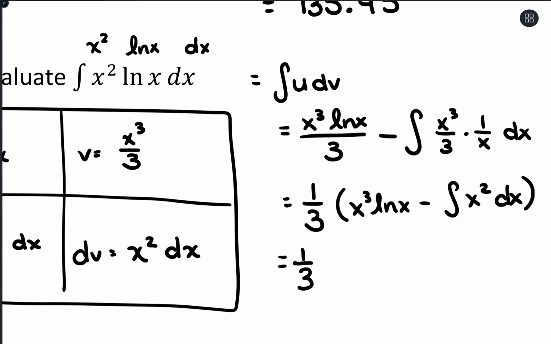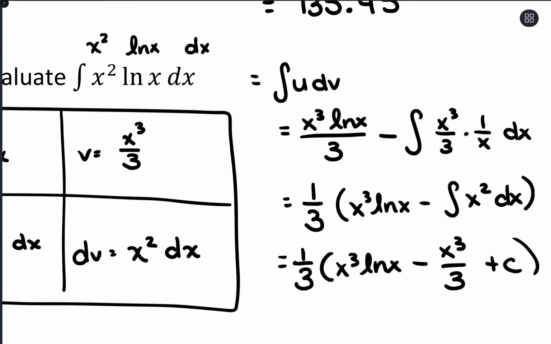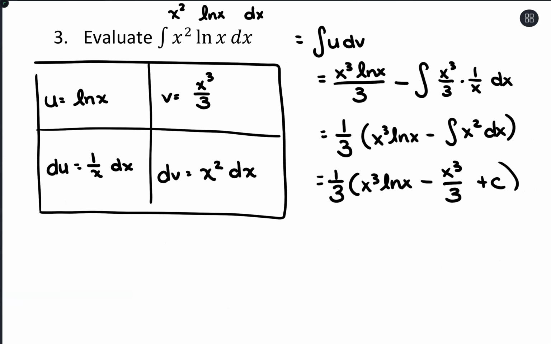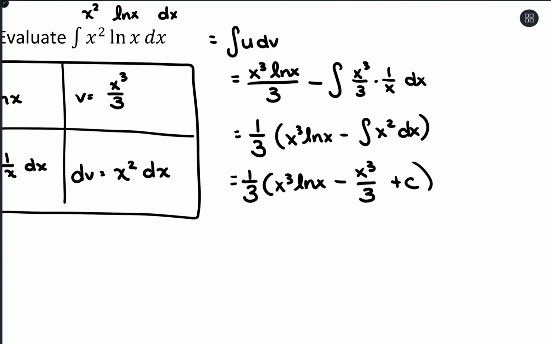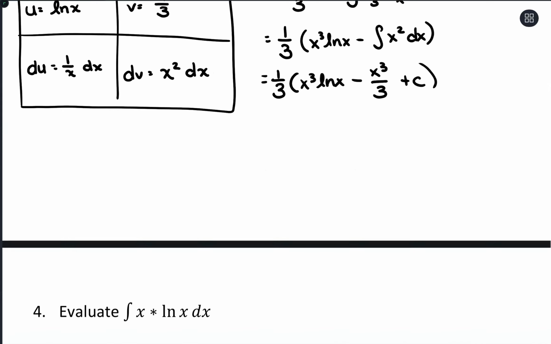So we have this 1/3 on the outside, x cubed natural log x minus the antiderivative of x squared, x cubed over 3, and then plus c, since this is indefinite. And we're done there. In terms of simplifying, you could distribute that 3 through, you could factor out an x cubed, all sorts of different ways of organizing this. So there are different forms of the answer. They're all the same answer in the end, though.